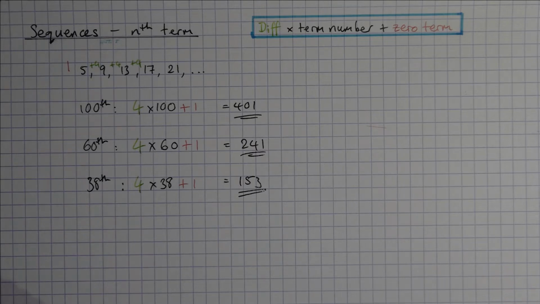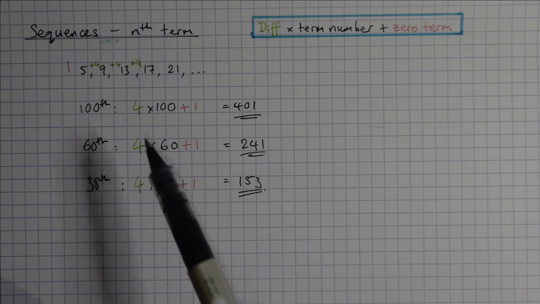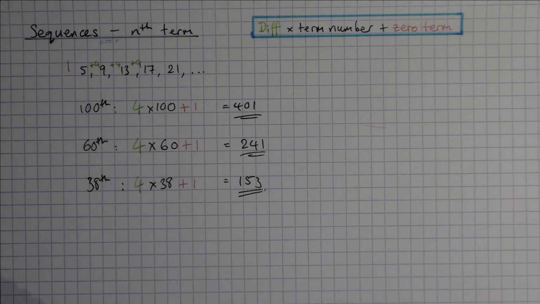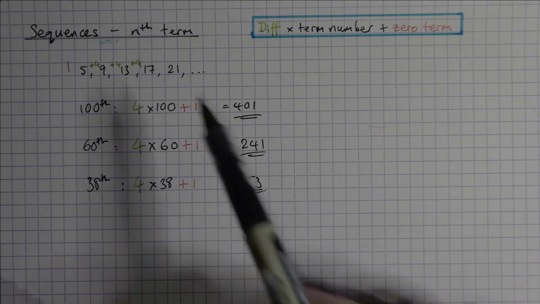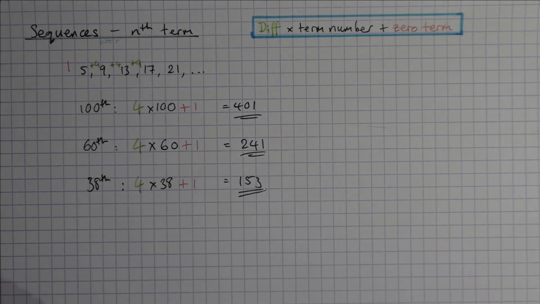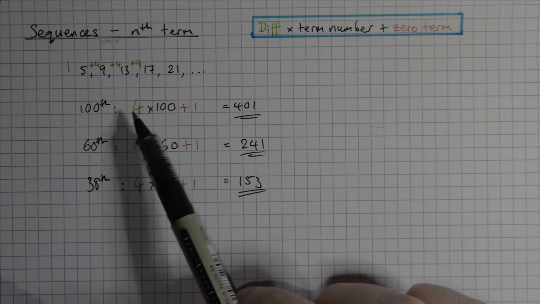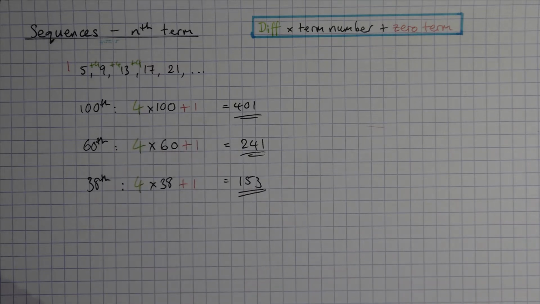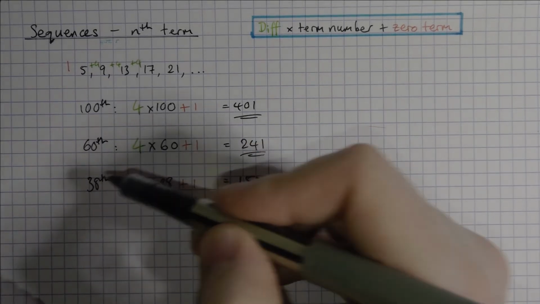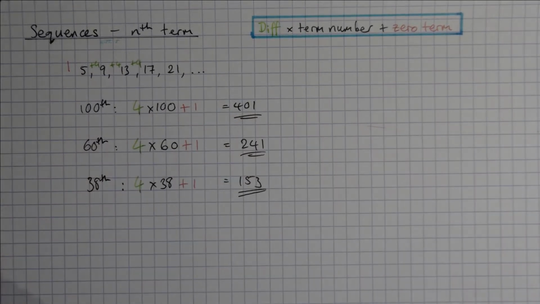Now you will notice in each of these there's always this 4 times term number plus 1. Of course it's always 4 and 1 because it's the same sequence each time. I'm just trying to jump to different places in the same sequence. So this 4 and 1, that doesn't ever change for this particular sequence. It's always a difference of 4, it's always a 0 term of 1. That won't change. So I could put any number I like here. That changes that bit there, of course, the bit in black.